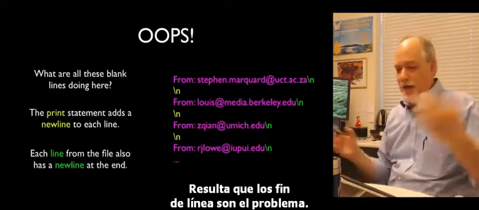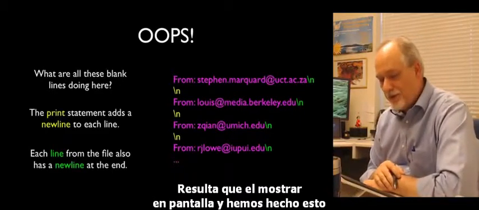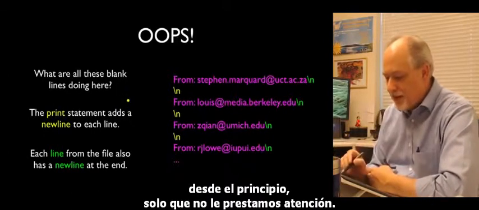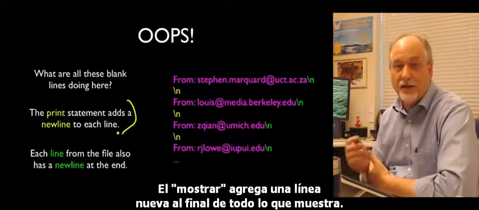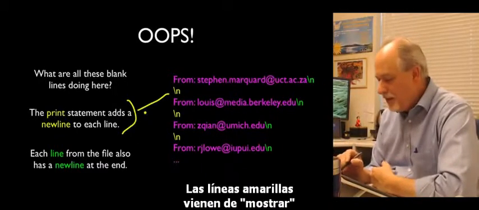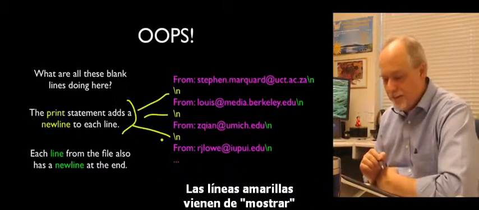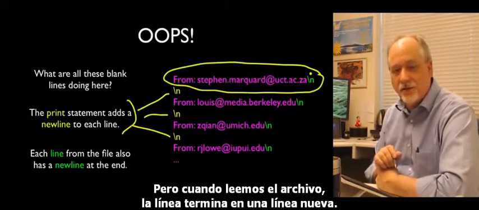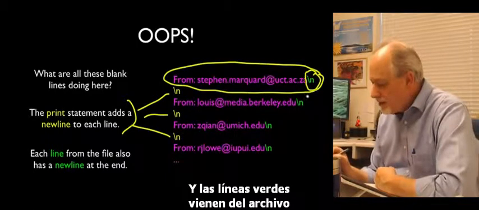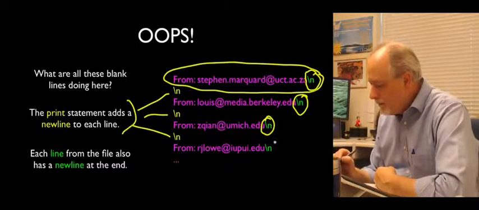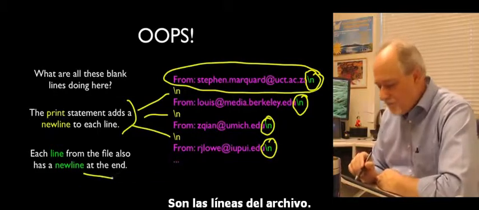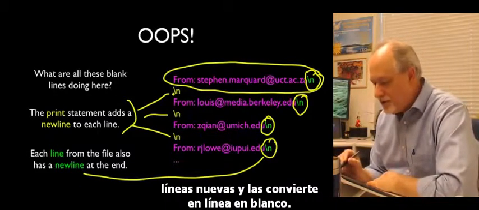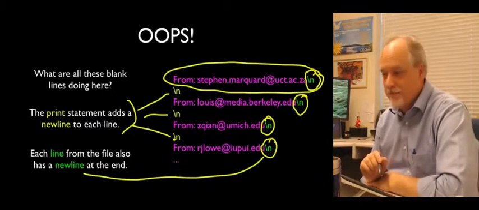Well, it turns out these new lines are the problem. The print, we've been doing this all along, we didn't make a fuss about it. The print adds a new line at the end of everything that it prints. So these yellow new lines are coming from the print statement. But when we read the file, each line ends in a new line. So these green new lines are actually from the file. So what's happening is we're seeing 2 new lines, and so that turns into a blank line.